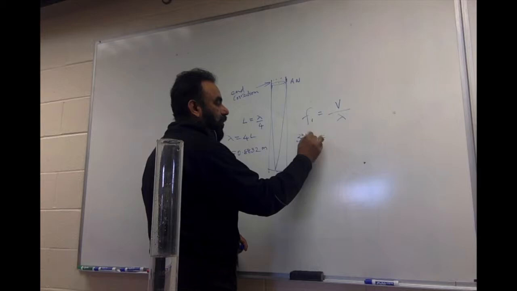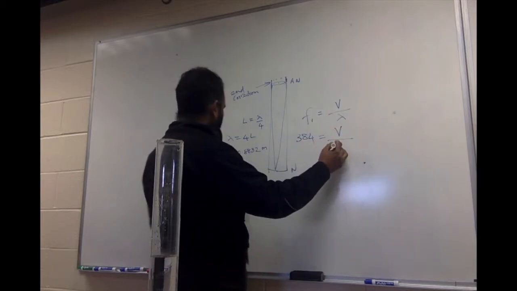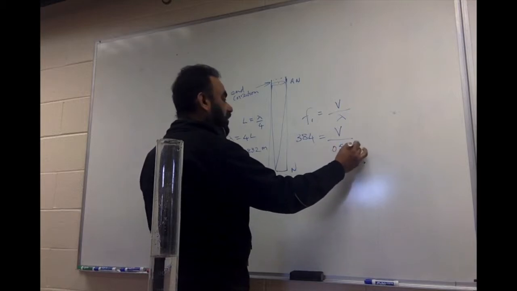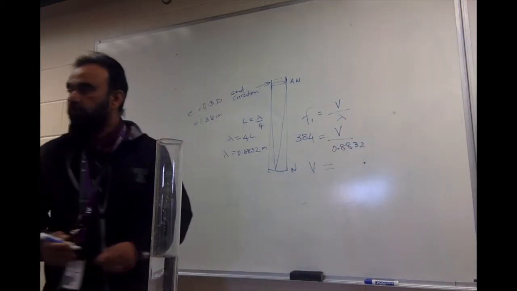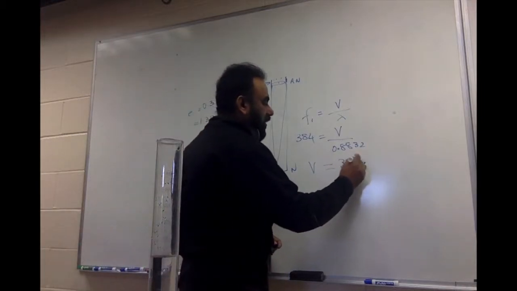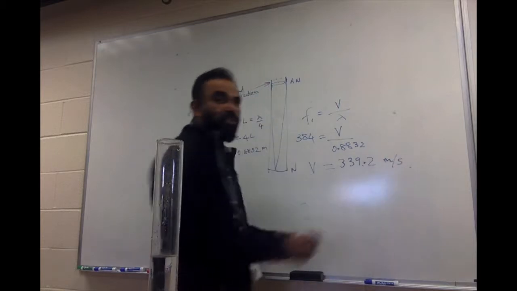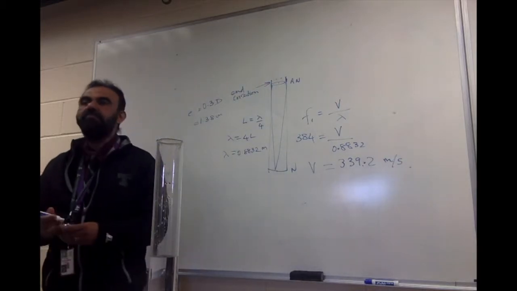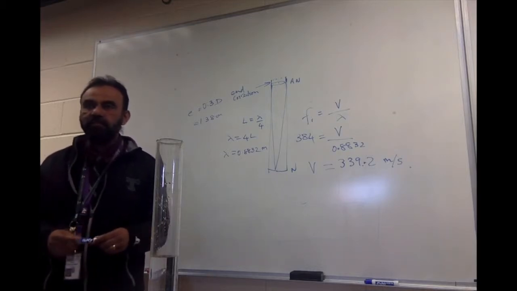So 384 is equal to V, the speed of sound, over lambda, which is 0.8832. So what is the speed of sound? Go ahead. 339.15. 339.15. Yeah. That's the speed of sound right now. What's the actual speed of sound? That's it. We just found it.